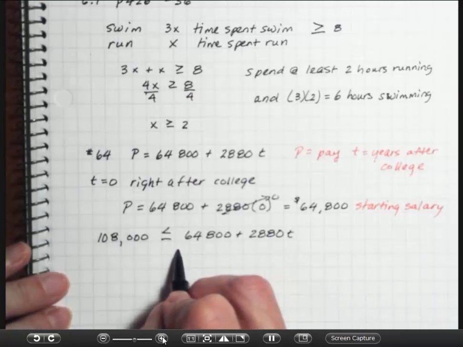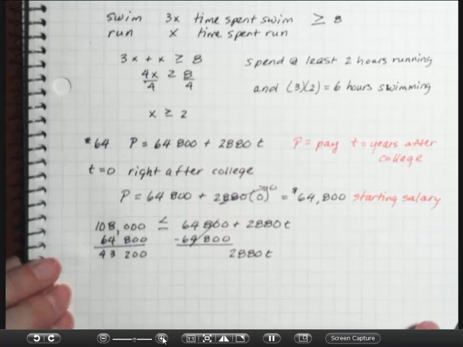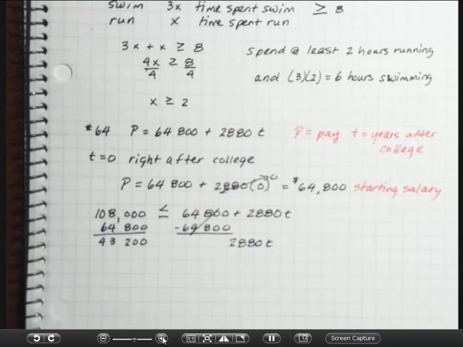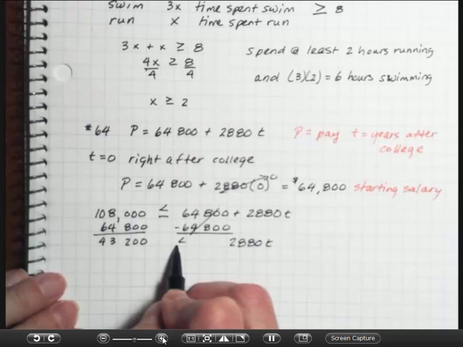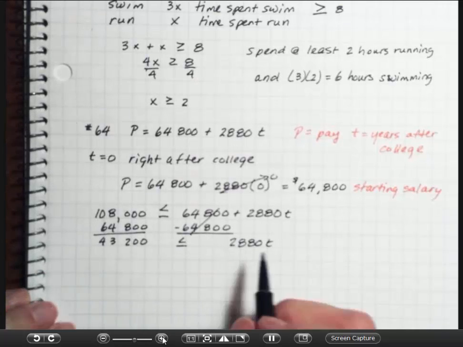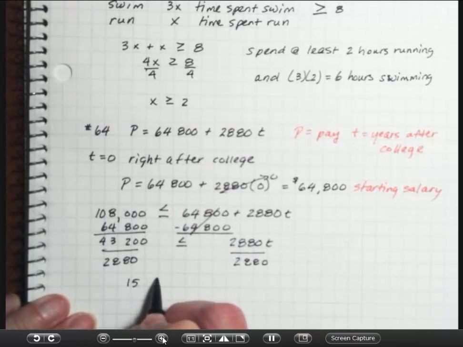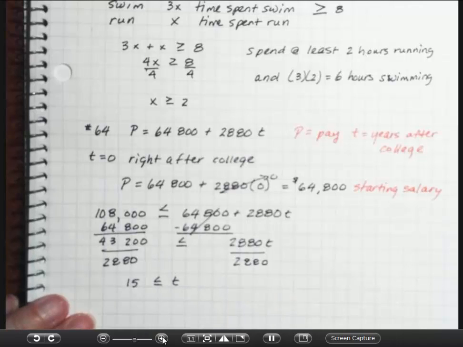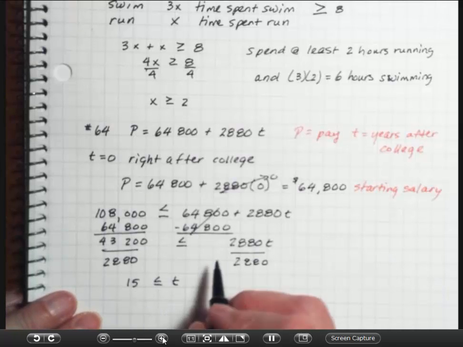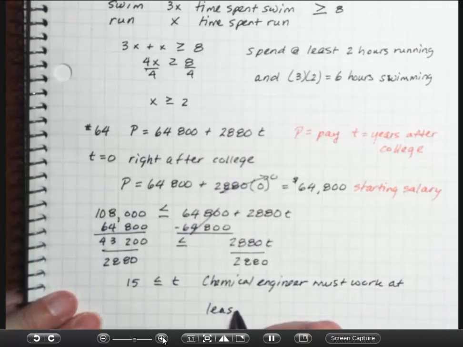We're going to subtract 64,800 from both sides, and that's going to be less than or equal to 2,880 T. I still have my less than or equal to sign here. Then I'm going to divide both sides by 2880, and I end up with 15 less than or equal to T. So T has to be bigger or equal to 15 years. So that means that the chemical engineer must work at least 15 years.